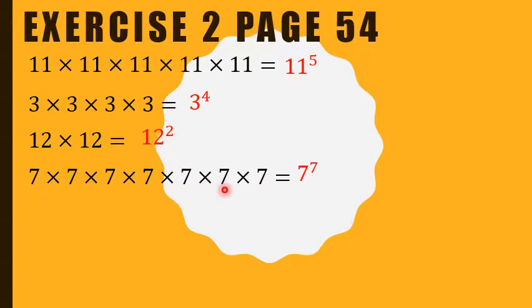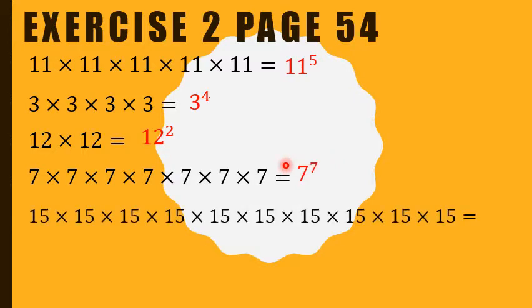7 multiplied by itself how many times? 1, 2, 3, 4, 5, 6, 7. So it's 7 to the power 7. Now 15, the base is 15 since it's multiplied by itself, but how many times? 1, 2, 3, 4, 5, 6, 7, 8, 9, 10. So it's 15 to the power 10. Again, 15 shows the repeated number and the power 10 tells me how many times it's repeated.